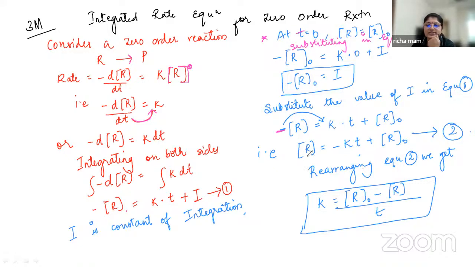If we rearrange this equation, what will we get? If we take K on the left hand side, R naught will go on the left hand side. So that will be R naught minus R upon T. So this is the integrated rate law expression for zero order reaction. Is it clear? Yes, very important. Asked for 3 marks. Is it clear?